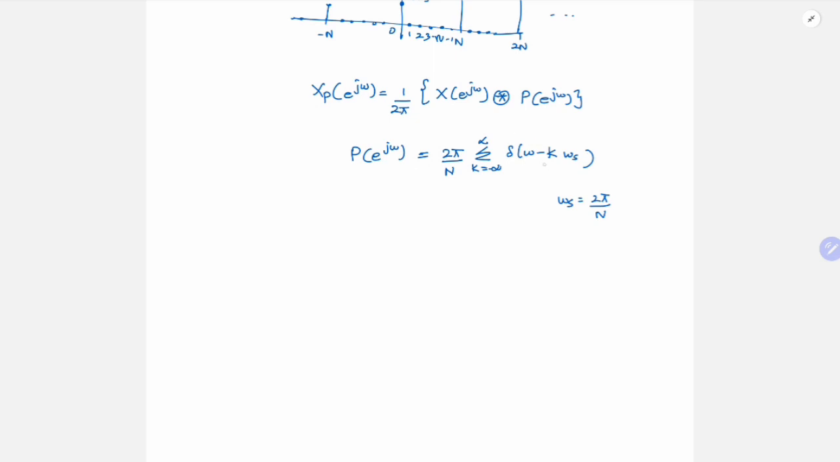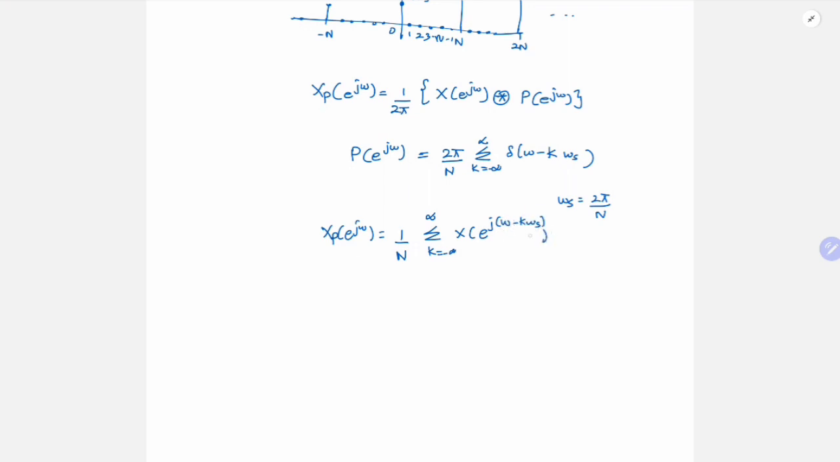So if I convolve an impulse train with any function, it will be a shifted version of that function, and we have a summation. So my Xp of e power j omega will be, again this 1 by 2 pi and 2 pi will cancel, so I'll have 1 by N summation k equal to minus infinity to infinity X of e power j into omega minus k omega s.